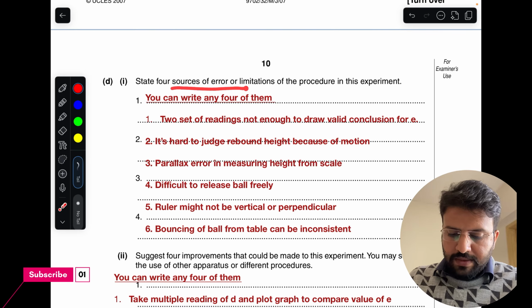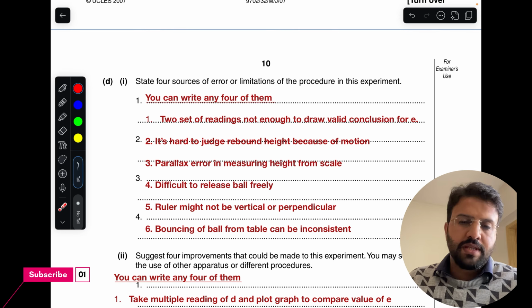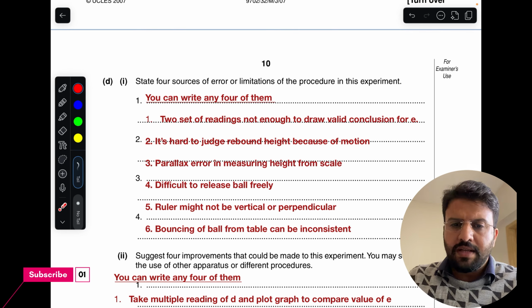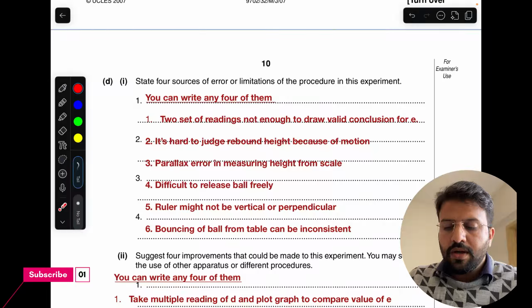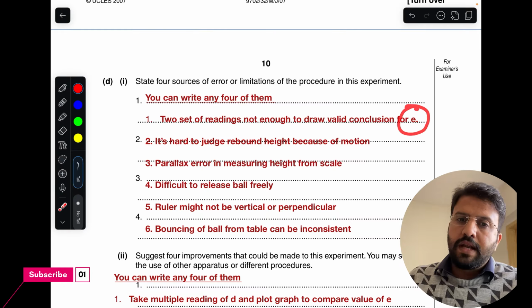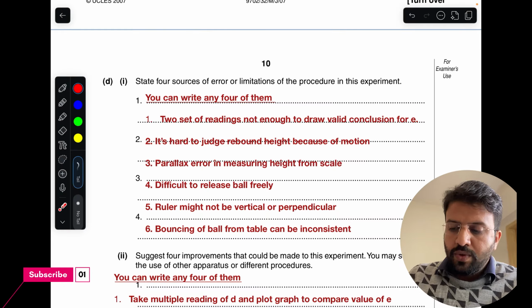Moving forward to the next part, state 4 sources of error or limitation of procedure in this experiment. So there are multiple answers. I have written 6 of them. You can choose any 4 from there. Okay, so you can say two sets of readings are not enough to draw a valid conclusion. Okay, we have taken the 3 readings, we have taken the 2 readings of E.